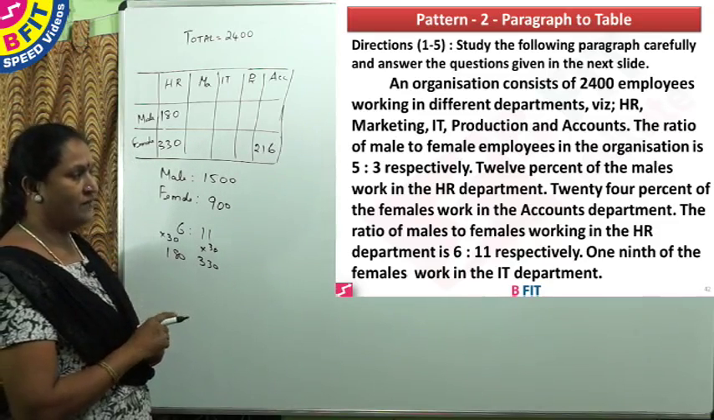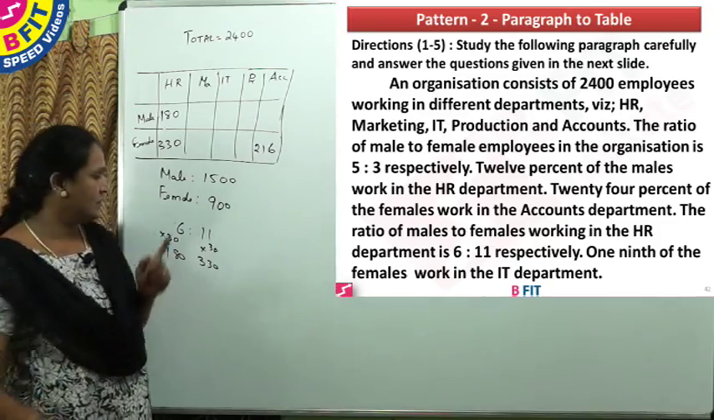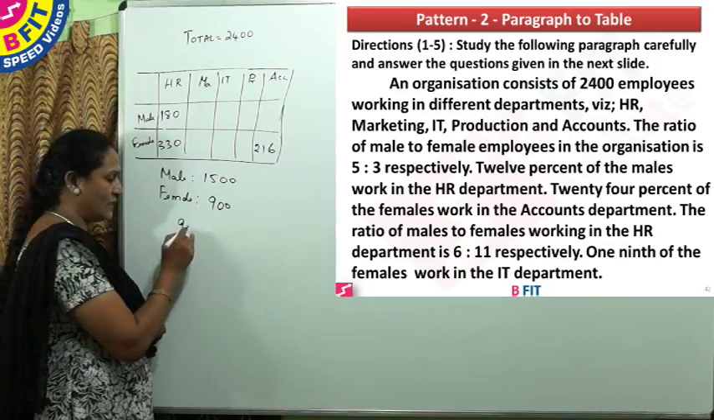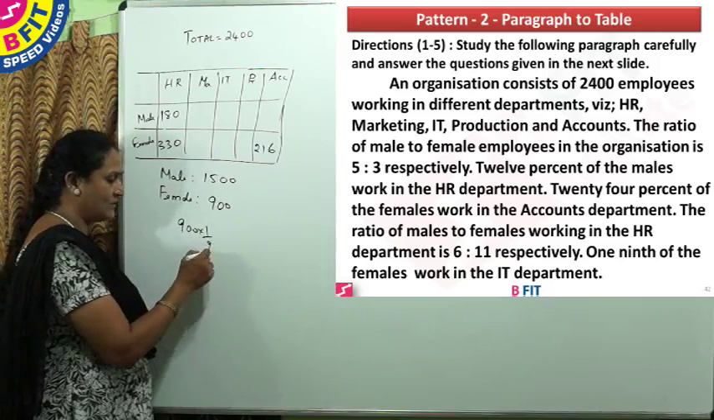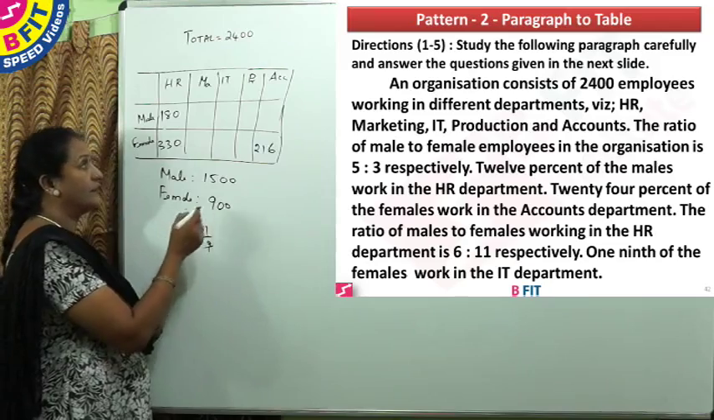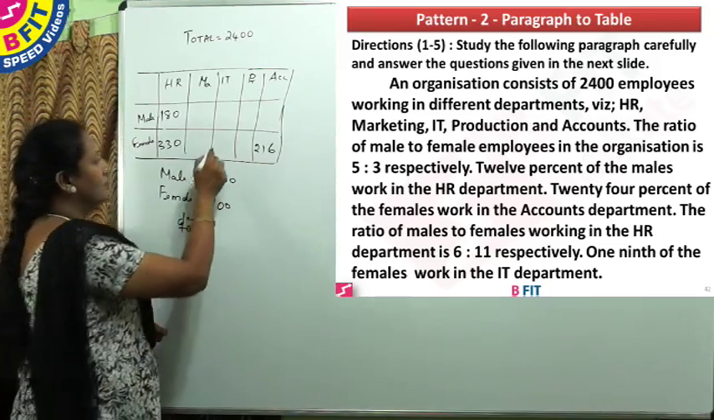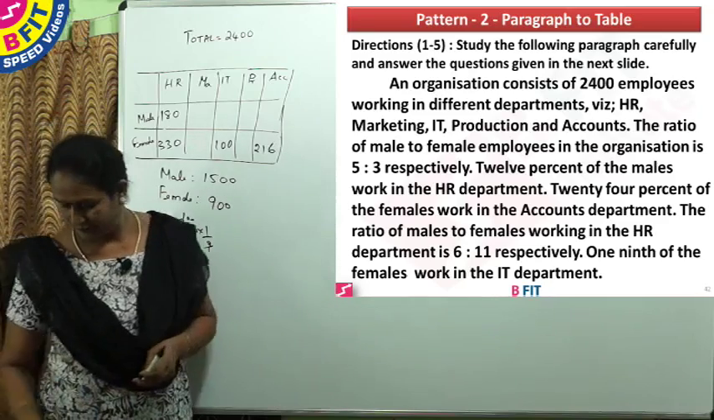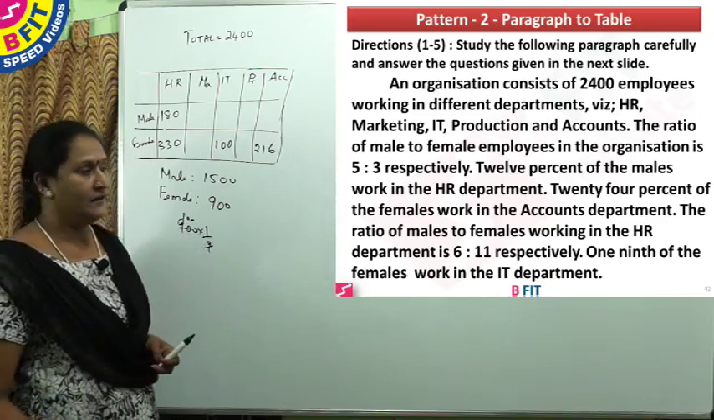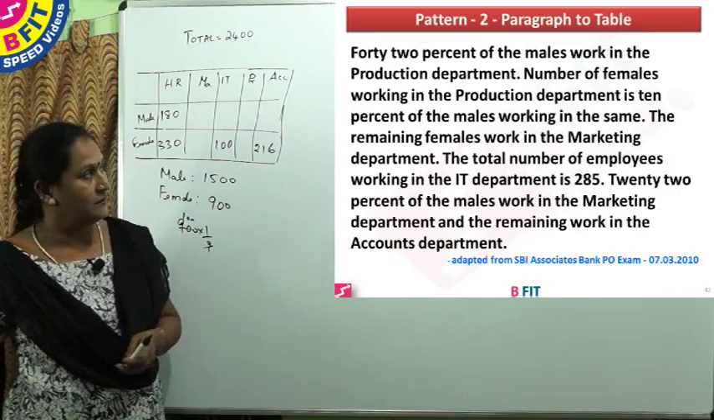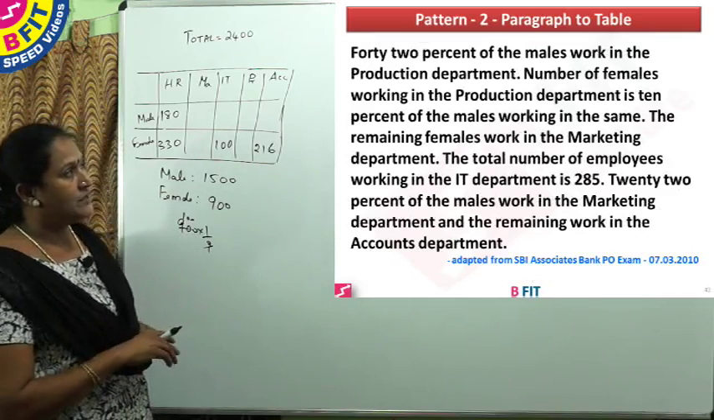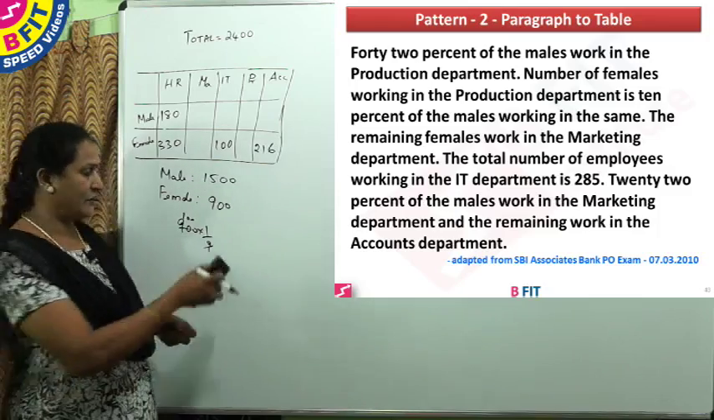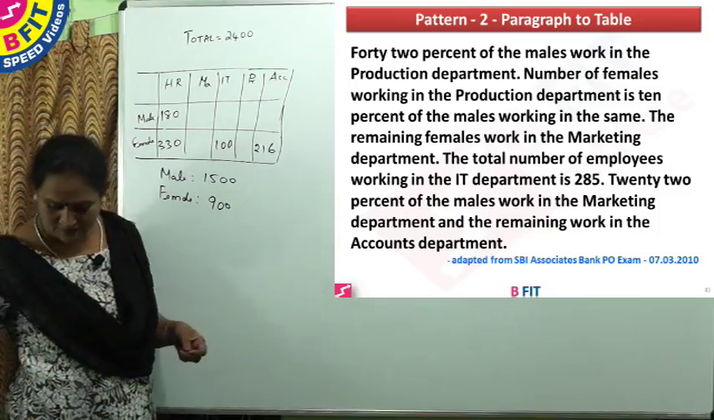1/9 of female work in IT department. How many female? 900. So what is 1/9 of 900? It is 100. 100 female in IT department. And now we'll go for the next slide, the remaining data. 42% of male work in production department.